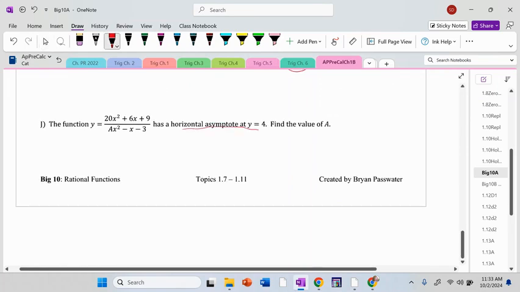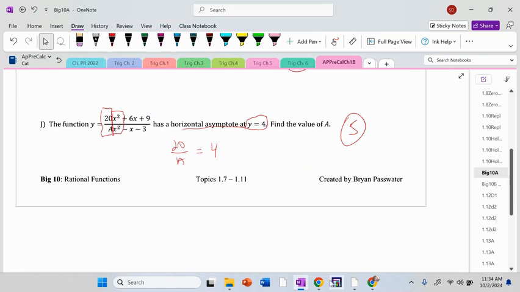And then the horizontal asymptote is y equals 4 when these are x squared over x squared. So then this should equal 4. If you would like, write this as an equation: 20 divided by what equals 4? And the answer is 5. Sometimes don't be a robot. Okay, I'm done.